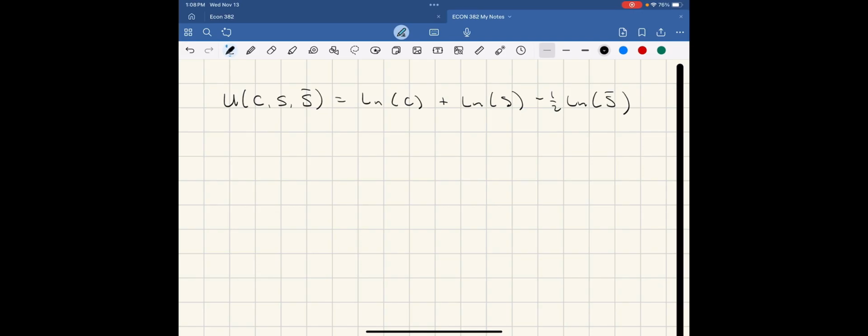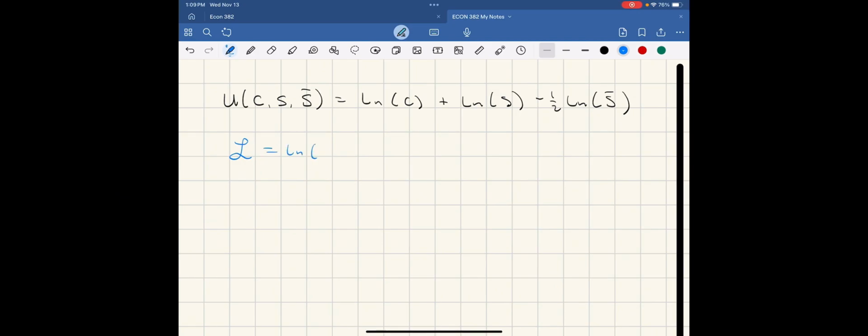So the setup for this question is that the individual receives utility both from the amount of C that they consume and the amount of S they consume, but they receive a form of disutility in the amount of S that others consume. So S bar means the average amount of consumption of S by other individuals. And that's our utility function.